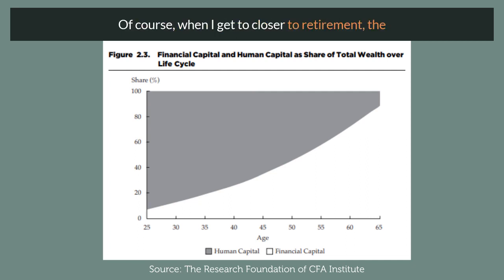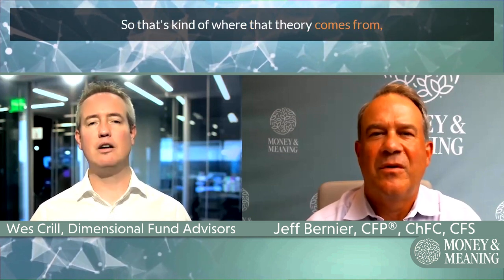Of course, when I get closer to retirement, the majority of my assets have now become financial assets. And that's where I need to start backing off in terms of my exposure to risky assets. And there's all manner of splits that you'll see across the industry when it comes to that landing point. What percentage do I have in risky assets at retirement? It might be common for some investors to have more risk management assets like bonds and then stocks at that point. And that's a change from where they would have been earlier on in their investment journey. So that's kind of where that theory comes from.